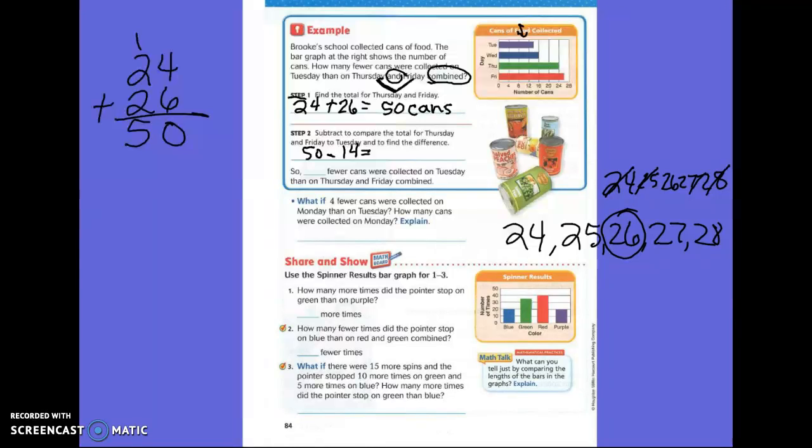So we're doing 50 minus 14. If you cannot do that in your mind, then we can stack and subtract. What's 0 minus 4? We can't, so we have to round out the 5, take it to the 4, make the total of 10. 10 minus 4 is 6. 4 minus 1 is 3. So that would be 36. So how many fewer cans were collected on Tuesday than on Thursday and Friday combined? 36. Okay. Write it down.